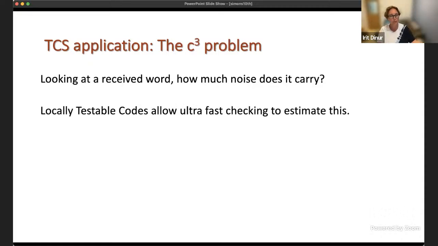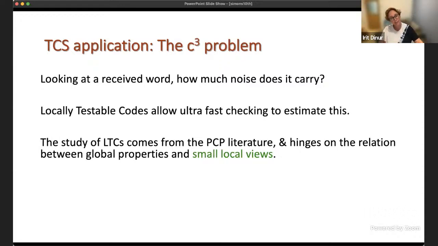So this is exactly the kind of property that locally testable codes give you. They allow you to do it very, very fast, with a constant number of bits you need to read to check if a codeword has undergone severe noise. And the idea of locally testable codes is not something that, say, Shannon or Hamming would have even thought about, because the kind of codes they were looking at, like random codes, are just never going to be locally testable. So the source of this kind of object comes from the literature of PCPs. And it really hinges on the relationship between global properties, like being in the code, and small local views.